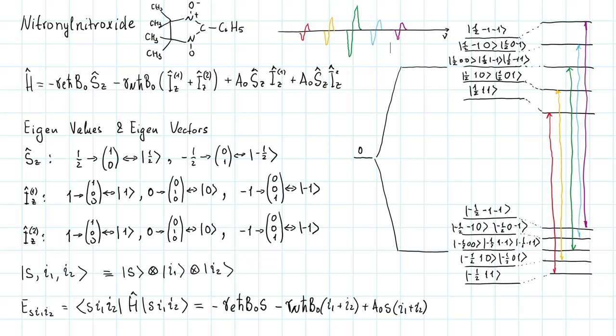Such a difference in the line magnitudes can be explained by the population of the energy levels. For example, the central line is created by 3 quantum spin states: with I1 and I2 equal to 0, with I1 equal to 1 and I2 equal to minus 1, and with I1 equal to minus 1 and I2 equal to plus 1. Therefore, it has a magnitude equal to 3.